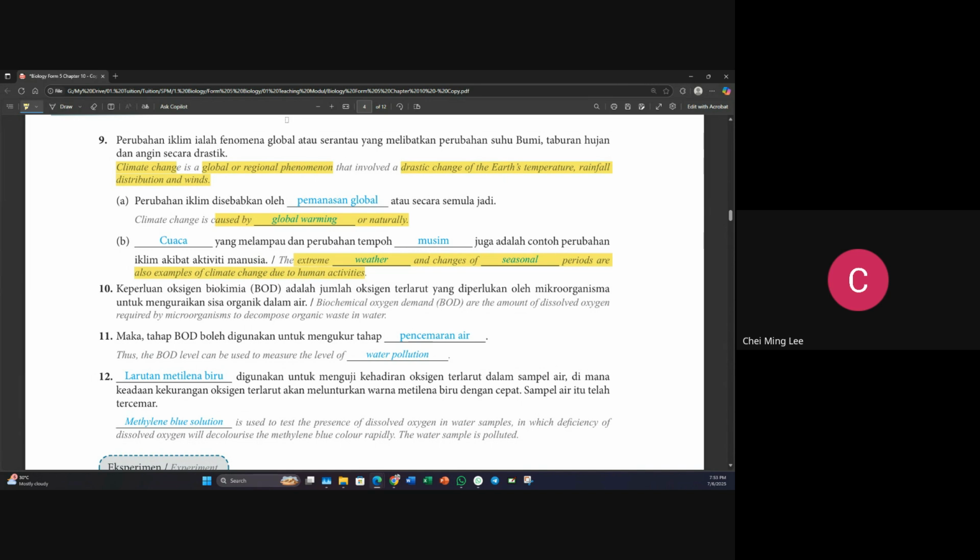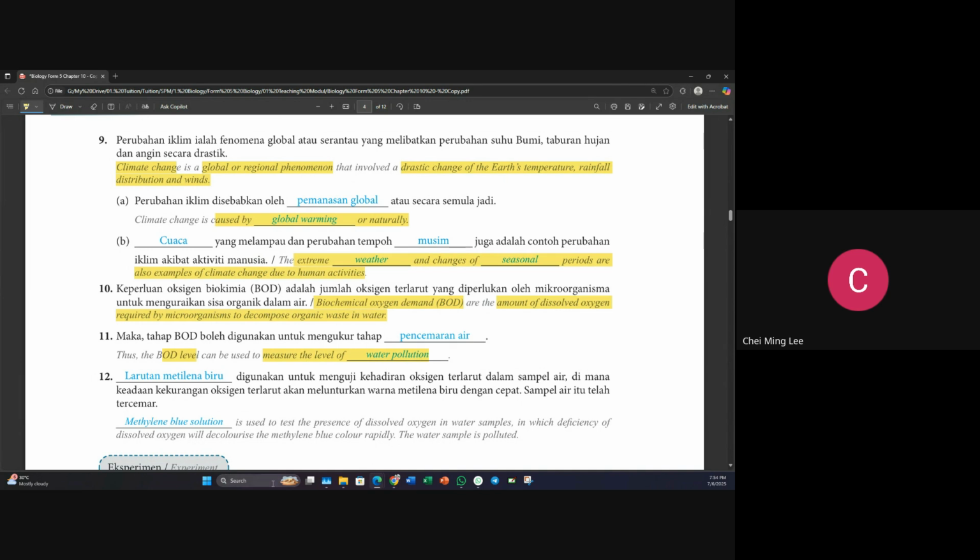Now we're going to talk about the cleanliness of water, where the unit of measurement we use is BOD, biochemical oxygen demand. So what are they measuring? They are measuring the amount of dissolved oxygen required by microorganisms to decompose the organic waste in water. So the higher the BOD level, the dirtier the water is. This is why we use the BOD level to measure the level of water pollution.